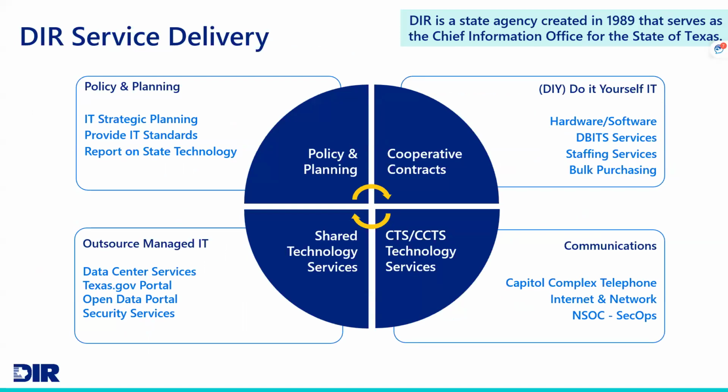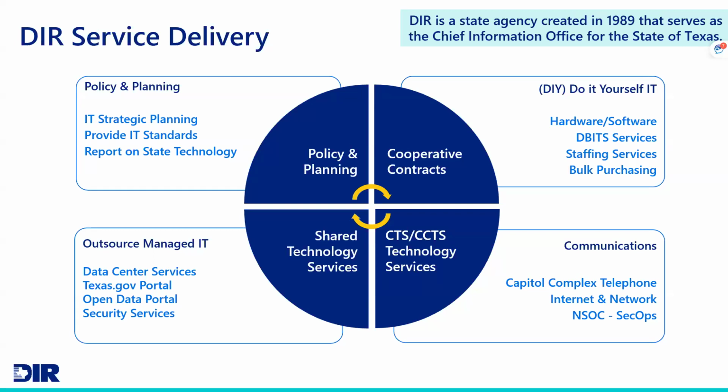So if you could take DIR and split it into four basic categories, this is what the pie chart would look like. First of all, again, we are a state agency and we're relatively young. We were created in 1989 through a legislative act. If you remember 1989, that's when technology started changing our lives, how we lived and how we did business and operated in the business world. So through a legislative act, that's how DIR came into existence.